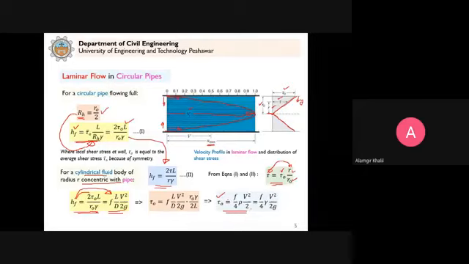F rho V square by 8. So this equation is applicable to laminar flow, and also in the case of turbulent flow, because this f will take care of the flow conditions. So once tau naught, the wall shear stress, is known, you can put it in this equation to calculate the shear stress at any distance r in the pipe.